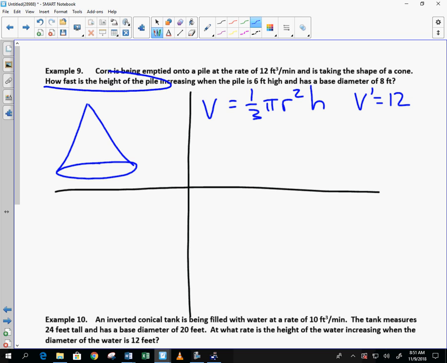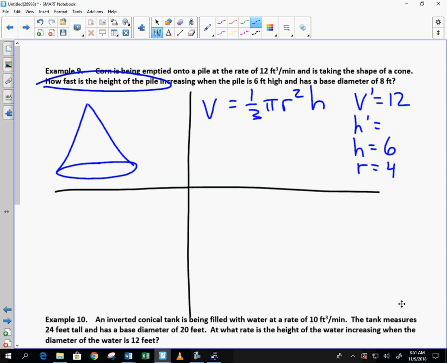How fast is the height of the pile increasing? So what are we trying to find? H prime. Do we know the current height? Has a base diameter of 8, so we know the current radius is 4.